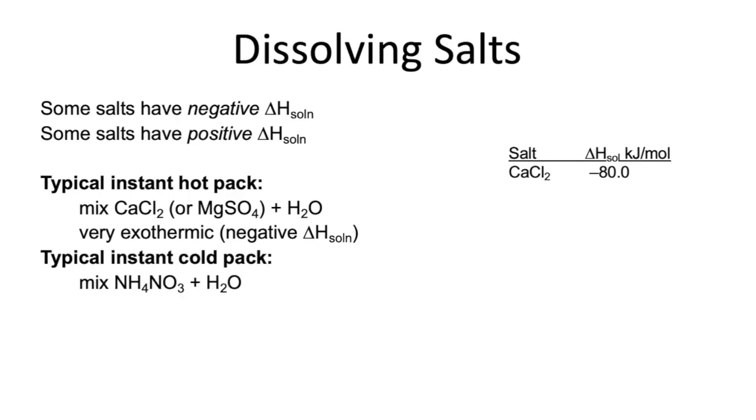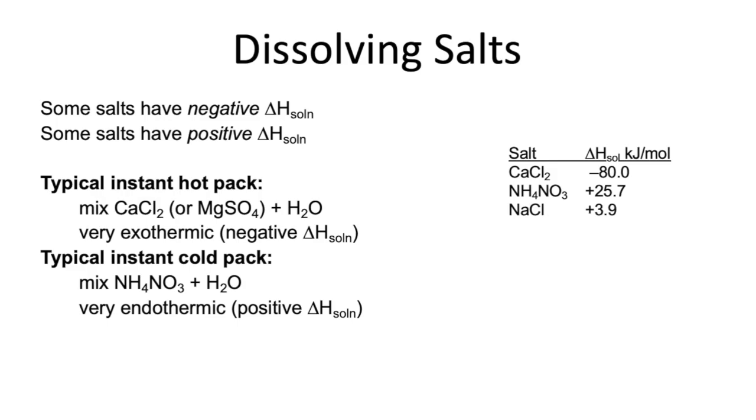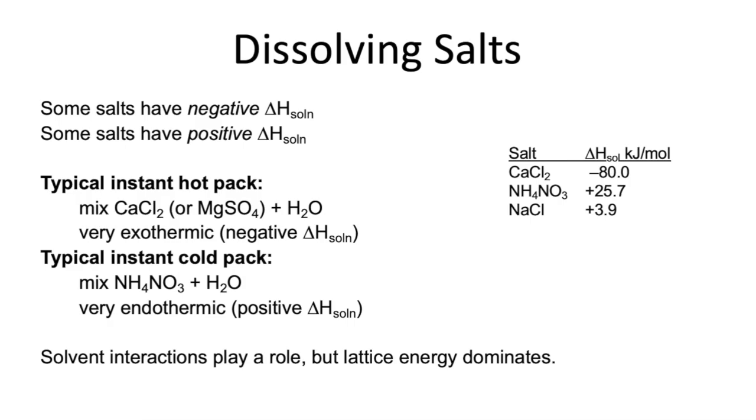A typical instant cold pack is made with ammonium nitrate and water instead, and that's actually endothermic. There's a positive delta H of solution for that process. NaCl that we talked about has a very small positive delta H of solution, but it's small enough that you mostly wouldn't notice if you just dissolved salt in water. It wouldn't really feel just to your hand like anything was changing at all. But if you've got a thermometer at home, you can do this and see that the temperature does in fact go down. It gets colder because the system is absorbing that heat from the surroundings.